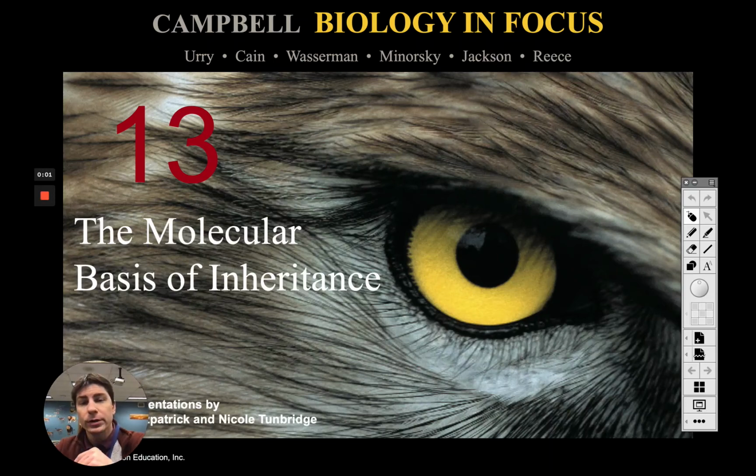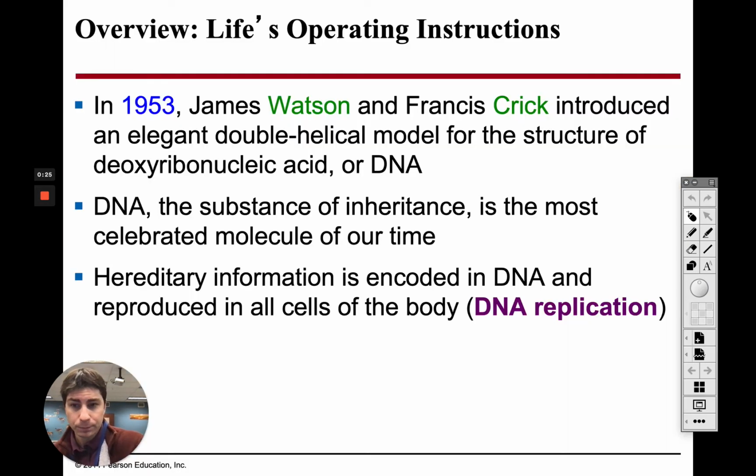Okay guys, so today we're going to start chapter 13, and this is going to be a chapter all on DNA. We're going to talk about the history behind DNA, what DNA is made out of, what DNA pairs with, how those pairings happen, and then we're also going to talk about how we learned that DNA was our inheritance material, our heritable material.